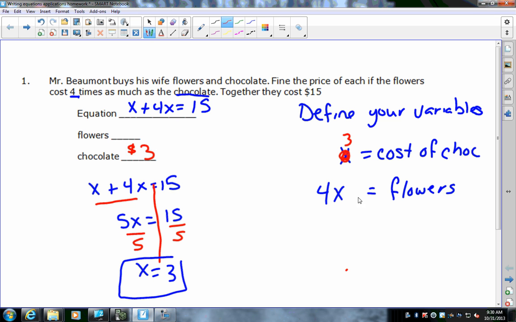Then the flowers, it's going to be 4 times x, and I know x is 3, so I'll put that in there. So then I have 4 times 3 is 12. So the flowers are $12. Now, to make sure you did it right, you want to make sure that when you add these two things together, they equal 15, and they do. So now let's go to the next problem.